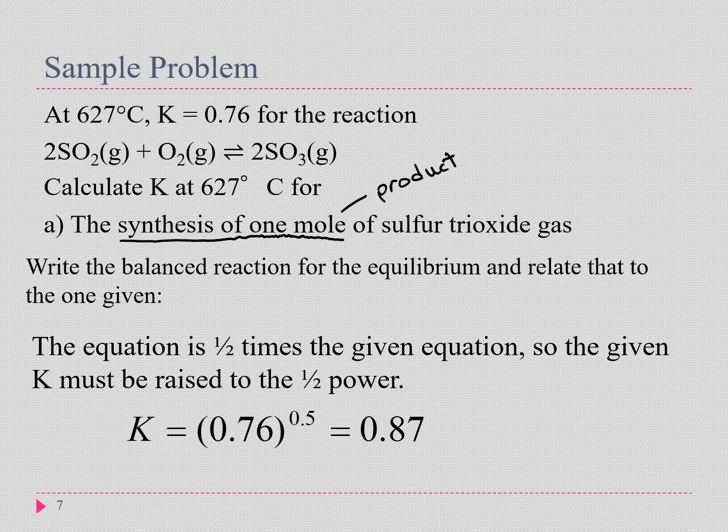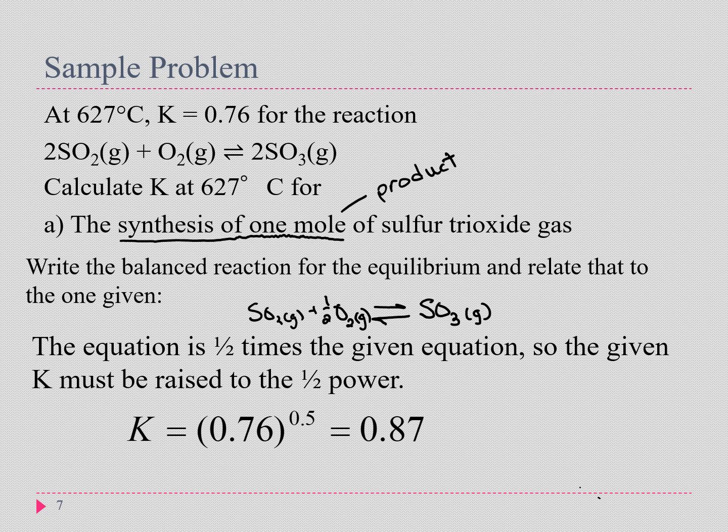All right, so what we want to do is we want to write out the equation first. So we are making 1 mole of sulfur trioxide here as our product, and it's going to be at equilibrium. Well, if we only have 1 mole of that, then we have to divide the coefficients of the reactants by 2 as well. So we're going to have sulfur dioxide and 1/2 of an oxygen in there. All right, so what we have done is we have taken our original equation and we multiplied through by 1/2.